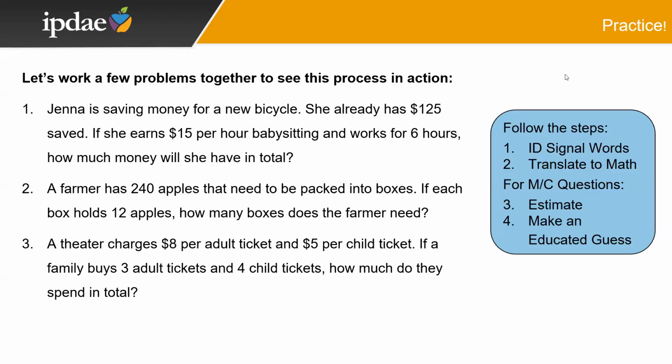And again, we would translate this to math, and when I say translate to math, I mean either drawing the pictures or writing out the problems, right? So I might have something like, in this third question, a theater charges $8 per adult ticket and $5 per child ticket. If the family buys 3 adult tickets and 4 child tickets, how much do they spend in total, right? And so I could write down a couple of things I could do.